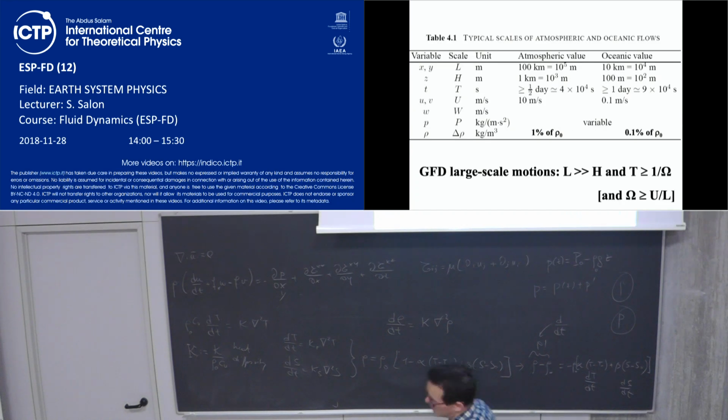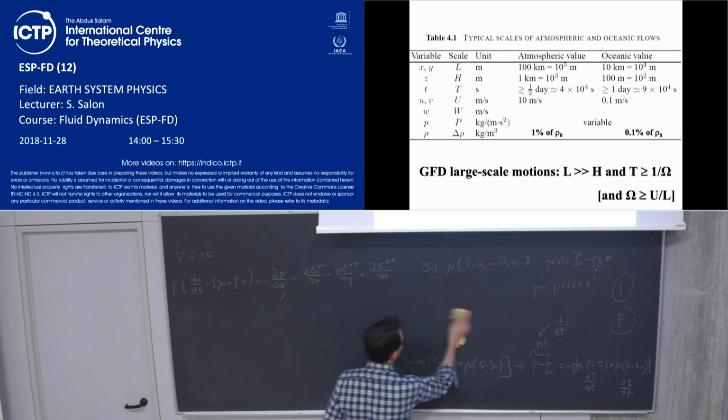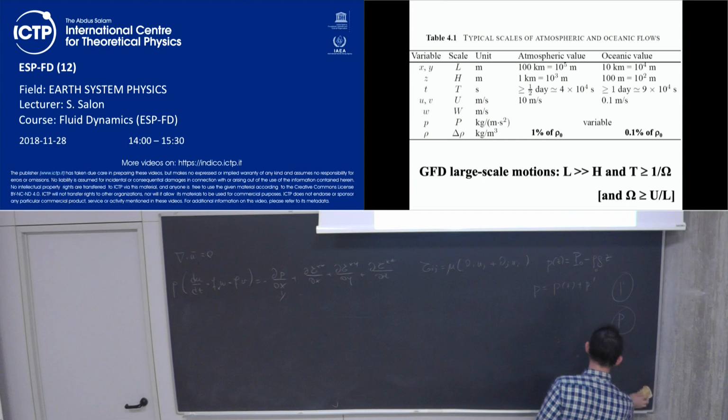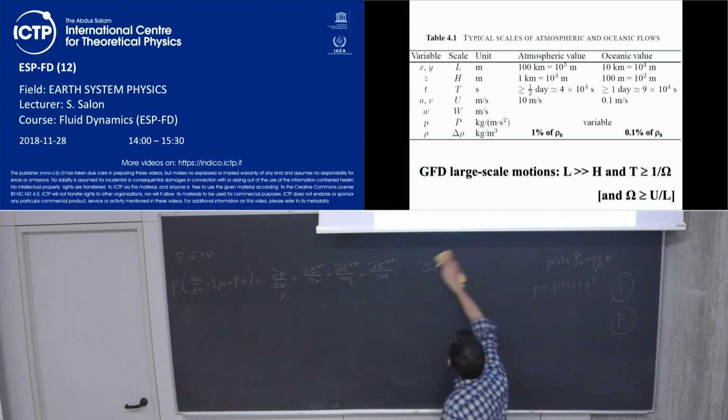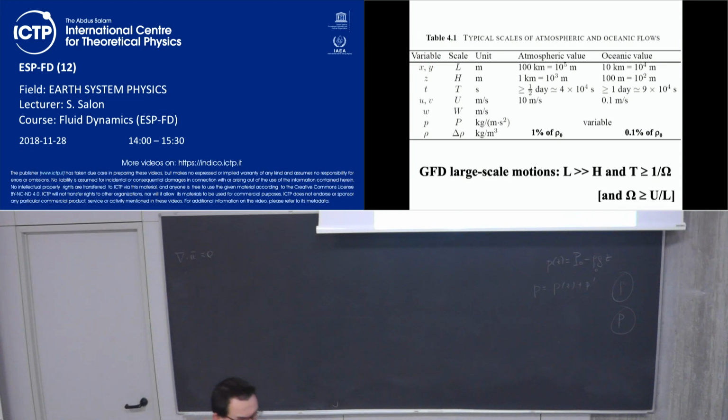So there is another series of approximations which still come from the observation of GFD phenomena, and again is related to the scales of motion. So if we look at the typical scale of atmospheric and oceanic flow, we already looked at that yesterday and also on Monday. So we must be able to play with this number.